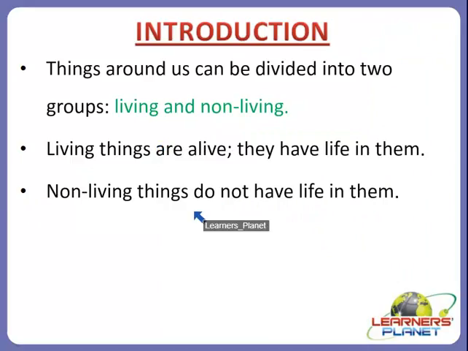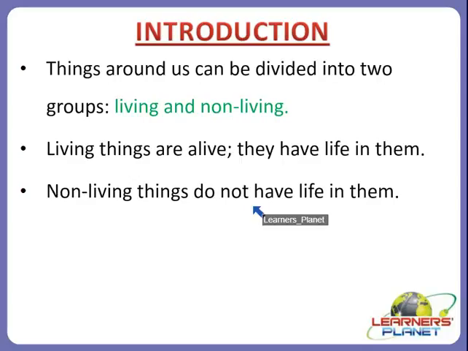Things around us can be divided into two groups, living and non-living. Living things are alive. They have life in them, while non-living things do not have life in them. For example, plants and animals have life in them, and non-living things do not have life in them. For example, plastic doll, clothes, rock, etc.